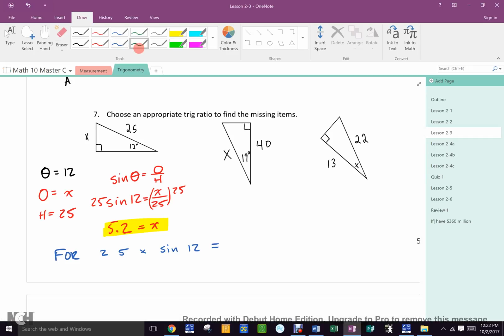If you have a backwards calculator, you must push 25, I lied, you're going to reverse the whole order. 12 sine times 25 equals. And if you're in degree mode, which you should be, because we spent a long time on Friday putting our calculators in degree mode, every one of you should be able to get 5.2.